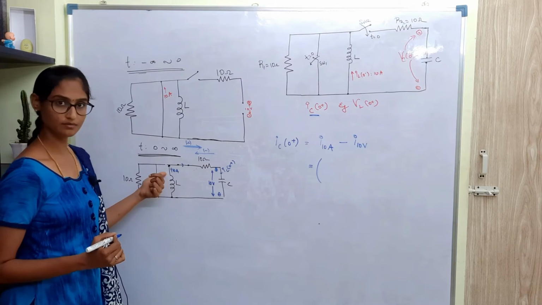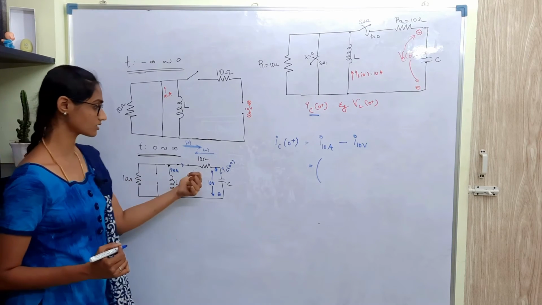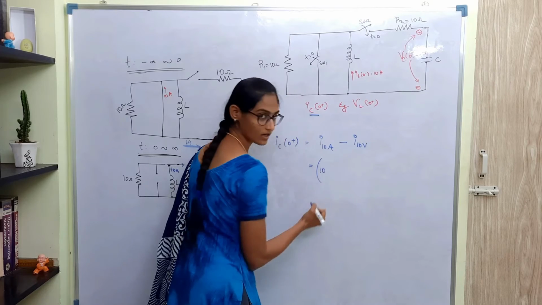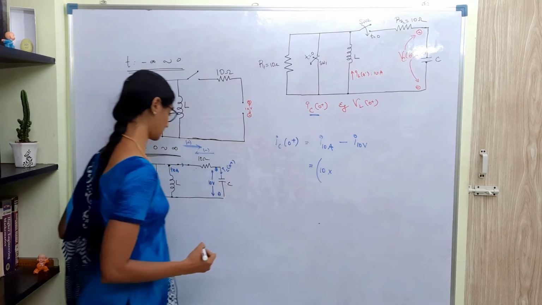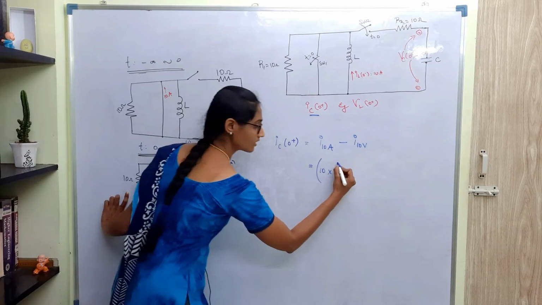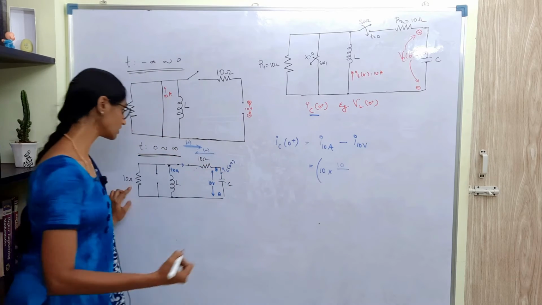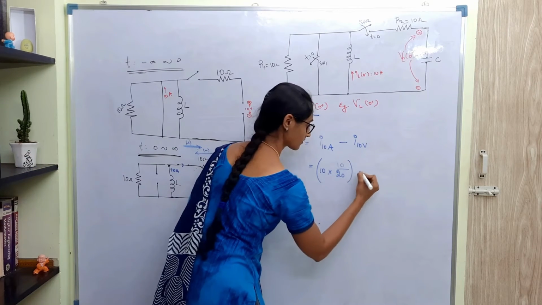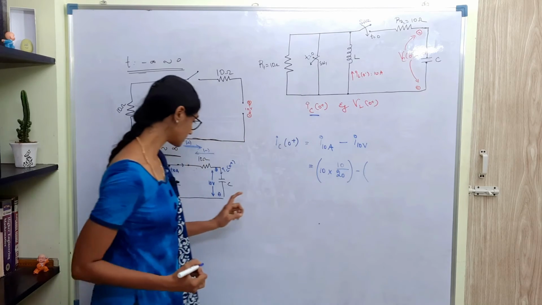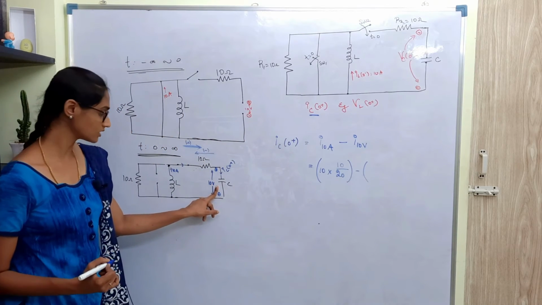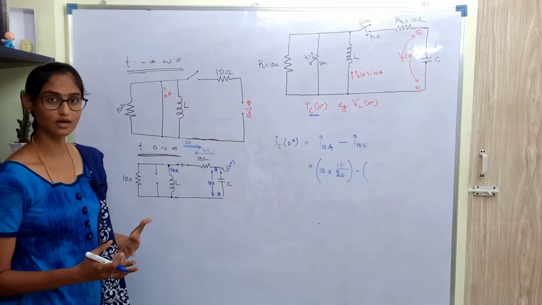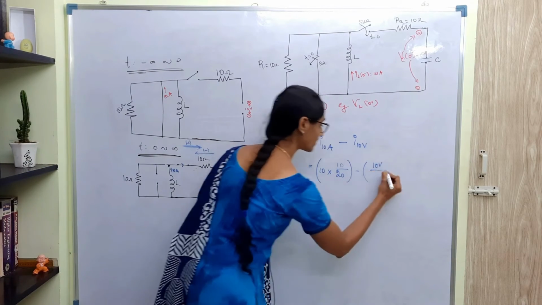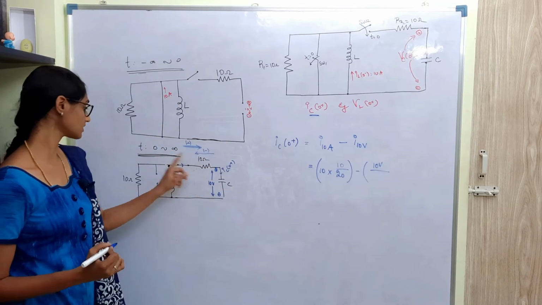The total current is 10 ampere. 10 ampere is split into these two resistors, 10 ohm and 10 ohm. So this current will be total current times the other resistor 10 ohm divided by the sum of these two resistors, which is 20, minus the current that is supplied by the 10 volt, which is the voltage divided by the resistance, which is 10 volt divided by the effective resistance, 10 plus 10.